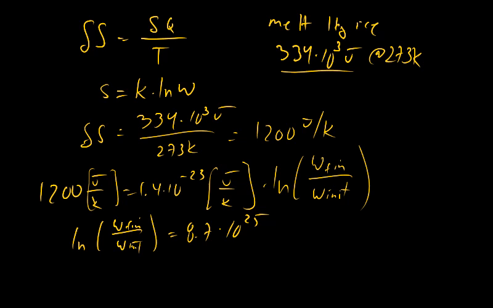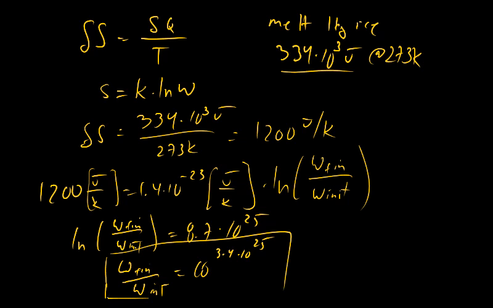I can divide by 2.3 to get the base 10, and then what I get is essentially the ratio of the number of configurations after melting compared to what it was before melting is 10 to about 3.4 times 10 to the 25. So it's again an extremely large number when we talk about configurations. That's why we usually talk in terms of log of those configurations. It makes it much more handleable.